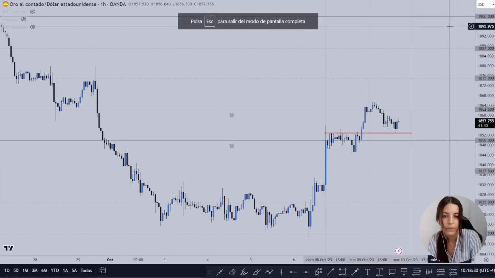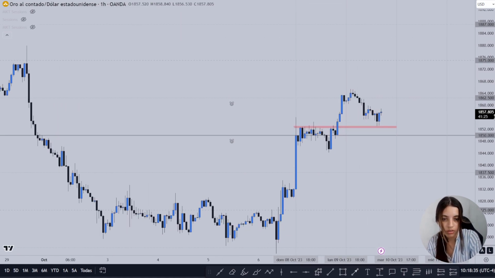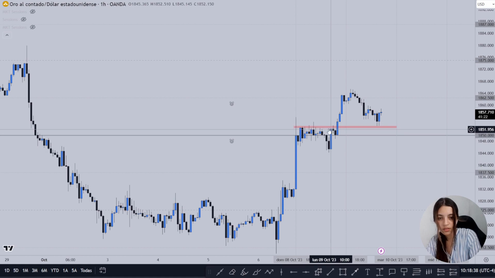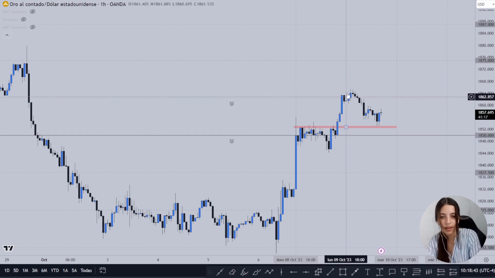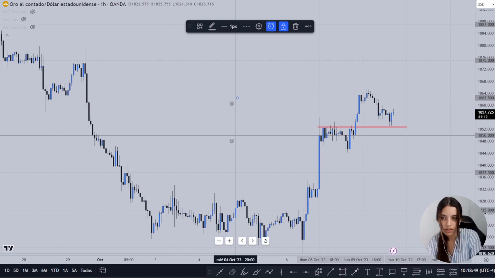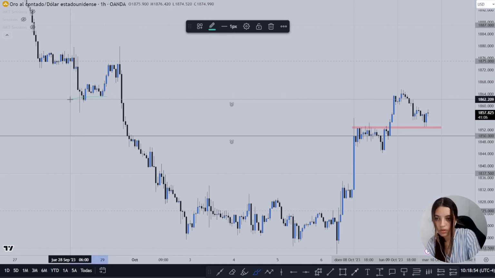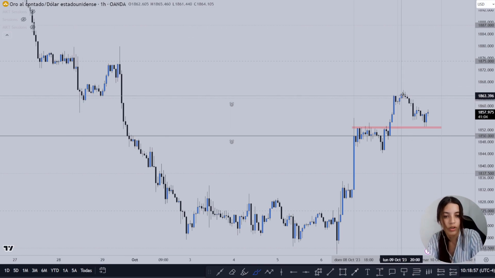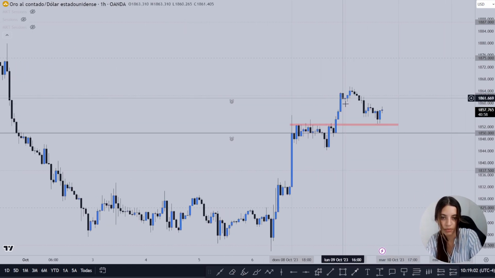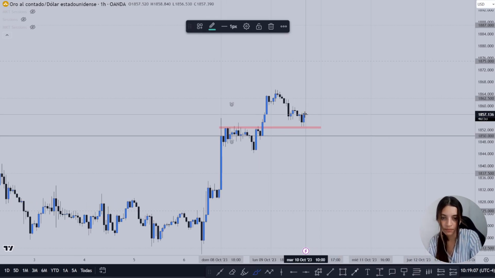So number one, take a look at this. Price made a swing low, breakout, small pullback, and goes directly to our next target, which is this one right here. And on Asia, we have a small retracement from this level. So my number one setup on gold.